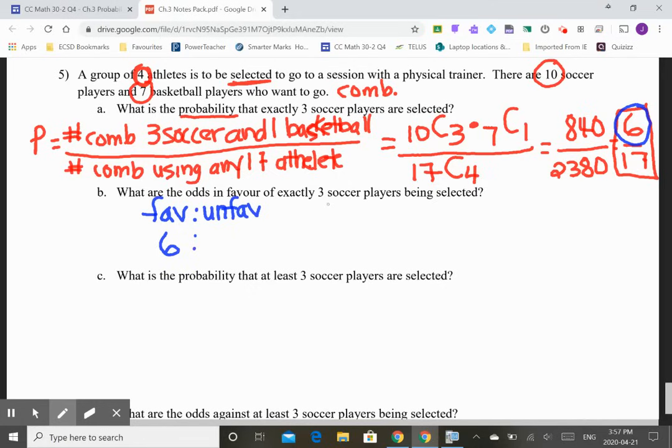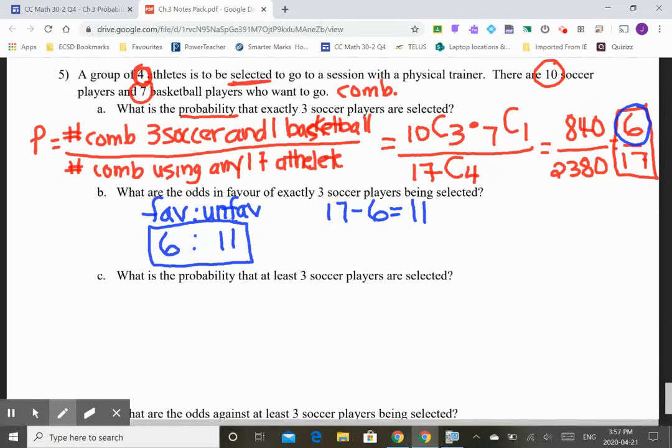Our total is 17. So we're going to subtract those 2 numbers to find our number of unfavorable. 17 minus 6 gives us 11. Put that in our unfavorable spot. There is our odds in favor of exactly 3 soccer players being selected.